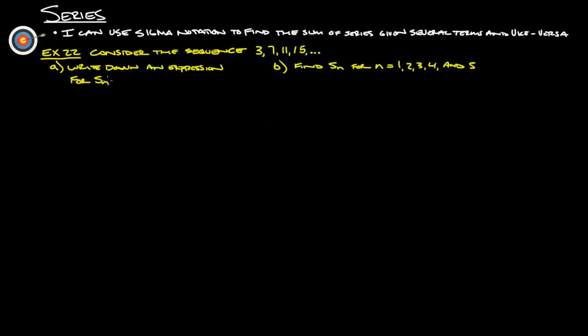Okay, let's take a look at example 22 here. Consider the sequence 3, 7, 11, and 15, and so forth and so on. Write down an expression for s of n, and then find s of n for n equals 1, 2, 3, 4, and 5. So this is where we're going to use our good old summation notation here. Okay, and on the bottom, we're going to be k equals 1, because we're going to start with the first term, and then we're going to go all the way up to whichever term, 1, 2, 3, 4, and 5, and that's what n equals, so we would put n up here.